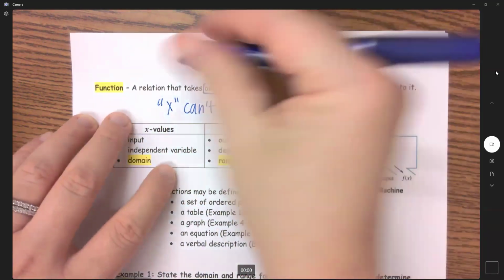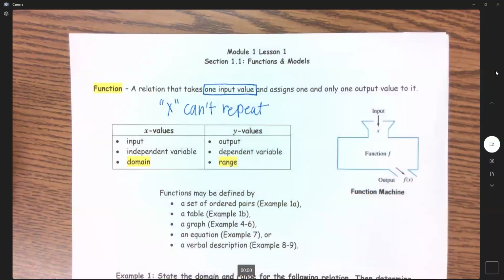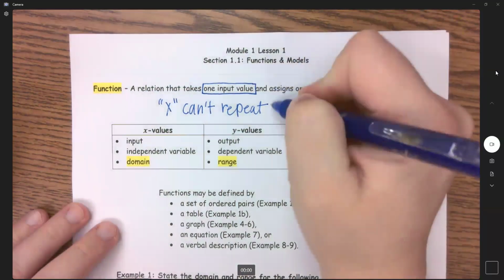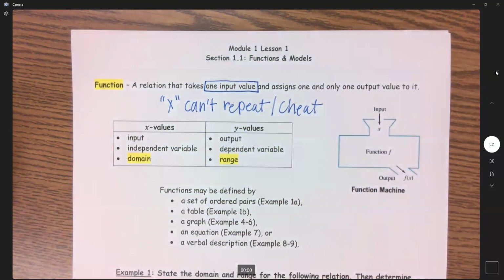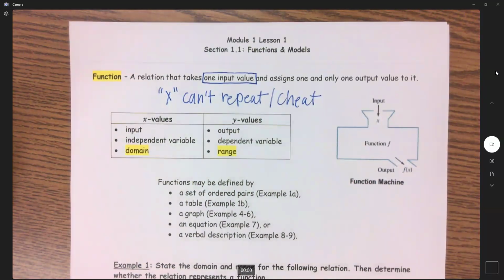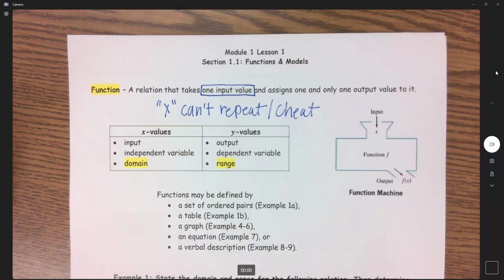When I was teaching this in high school, I would say that X can't cheat. So if that makes it stick with you, I'll write that in there as well. But your X can't repeat, or it cannot cheat. And when we get down here to example 1, we're going to be using that information.